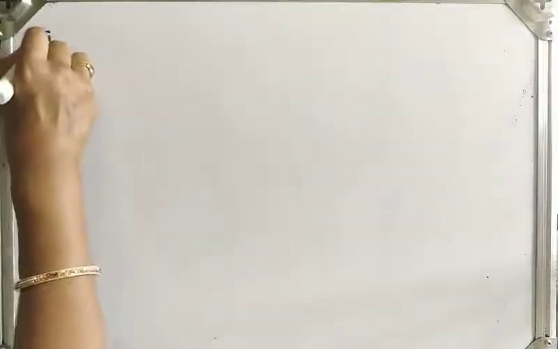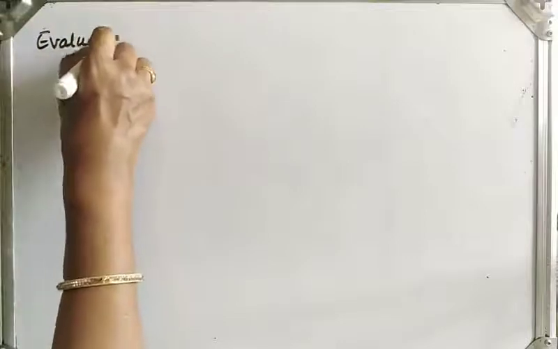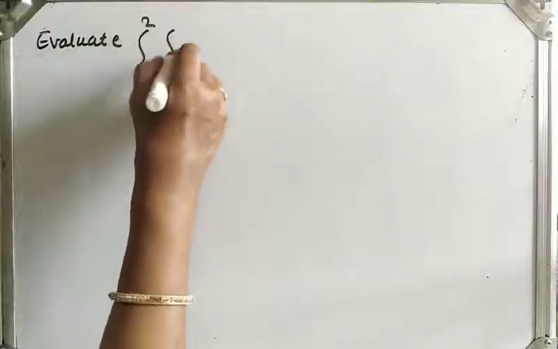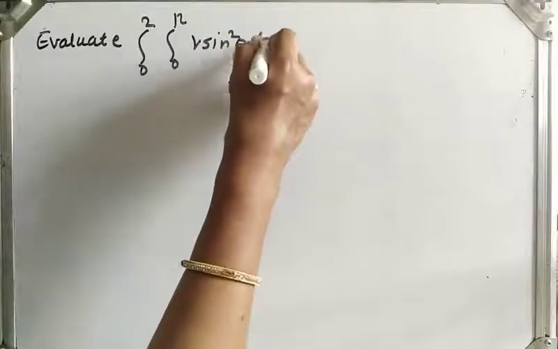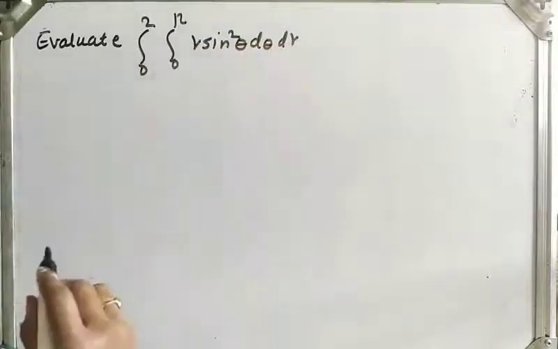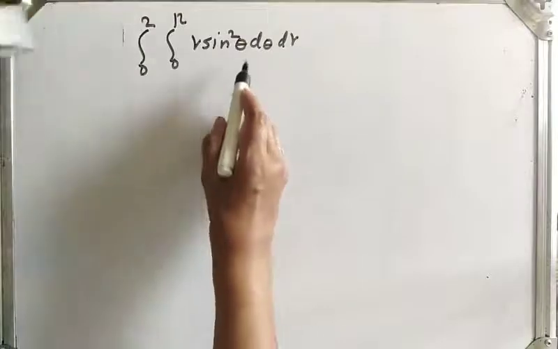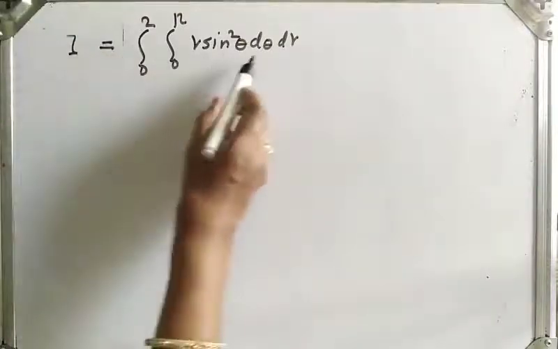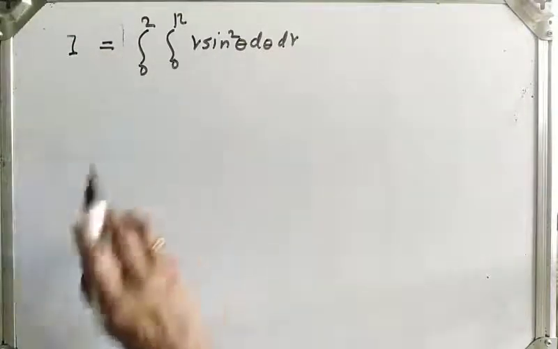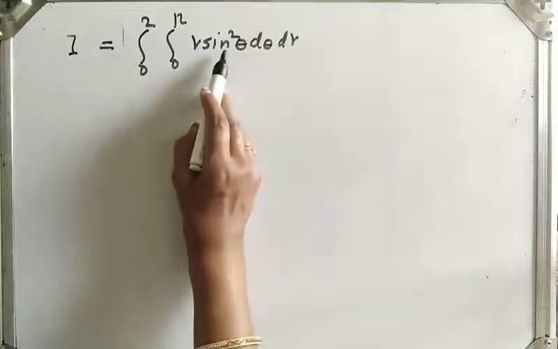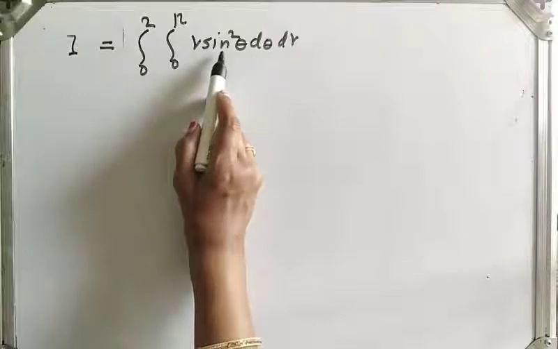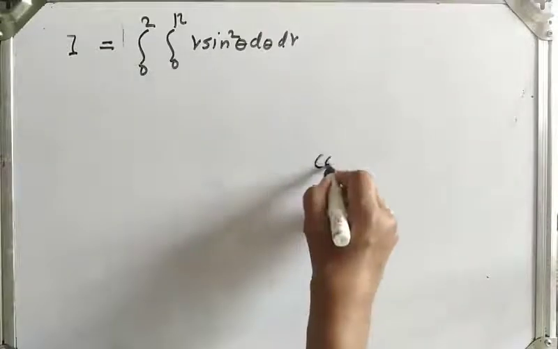Next example, evaluate the integral from 0 to 2, 0 to pi, of r sin square theta d theta dr. First we have to integrate with respect to theta and then with respect to r. We don't know directly the integration formula for sin square theta, but we know the formula for cos 2 theta.